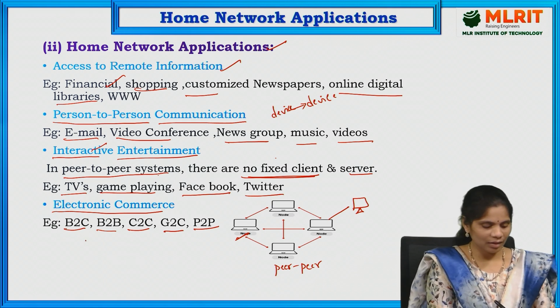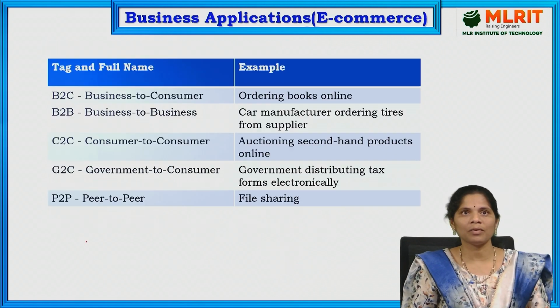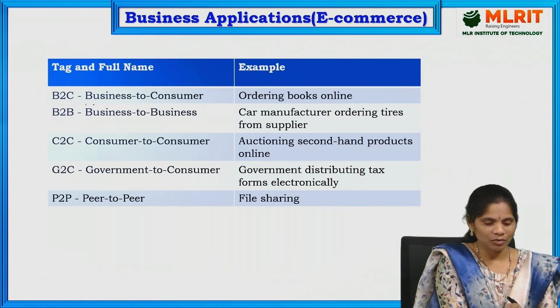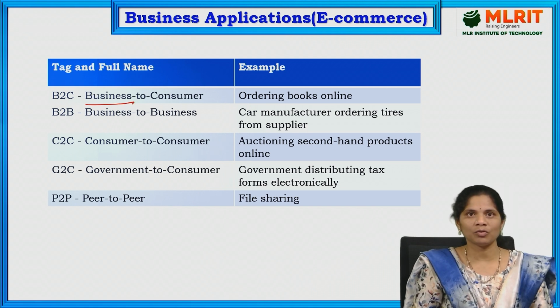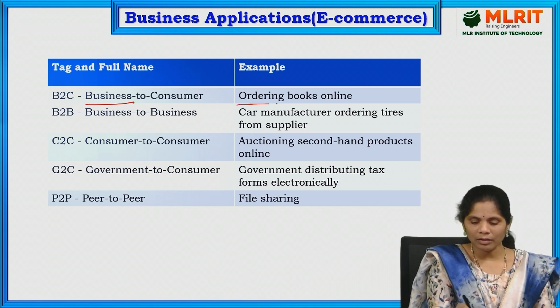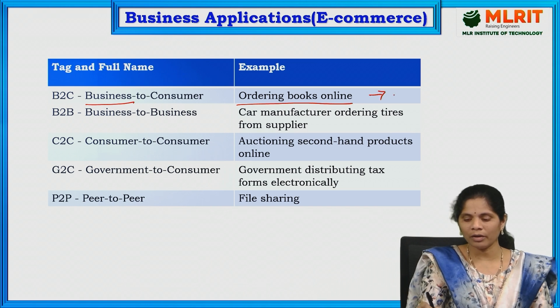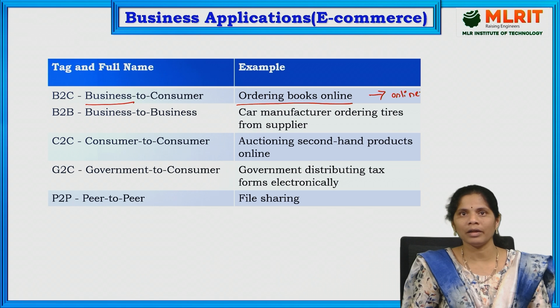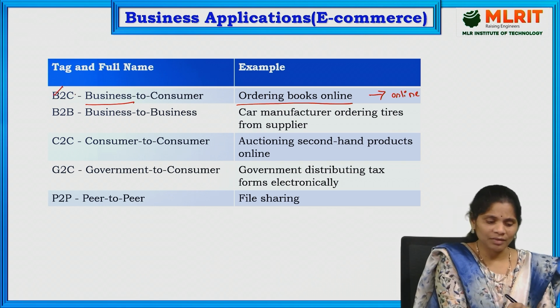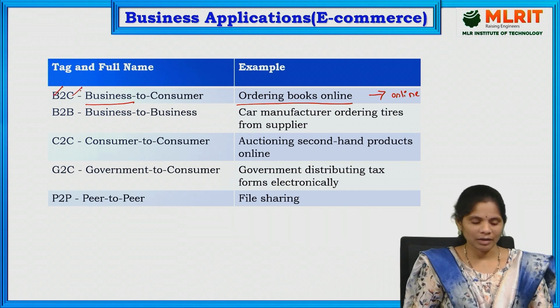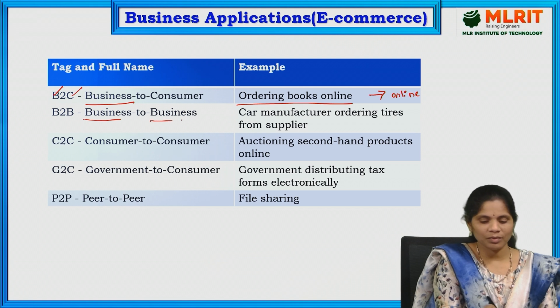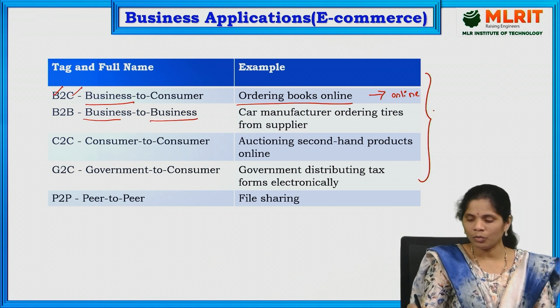Let us see the examples for electronic commerce. First, business to consumer. How is it business to consumer in real time? Ordering books online. Suppose I want to order one book online, I am at home only, I am ordering the book online. That is business to consumer. And the next one is business to business. These all are doing business electronically.